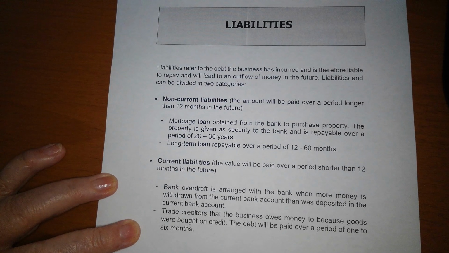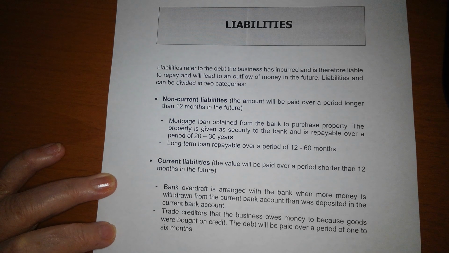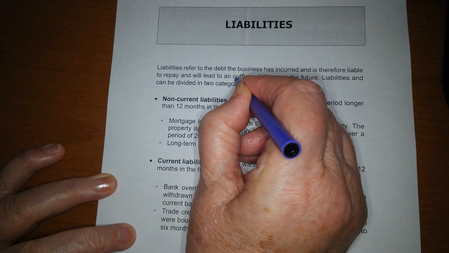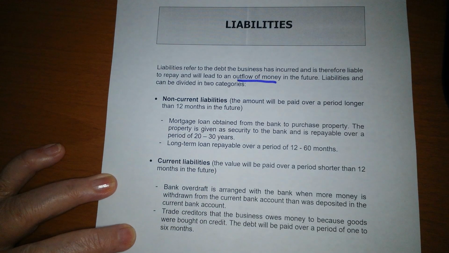So we are going to discuss liabilities now. A liability is a debt that the business has. So they owe money to their creditors because they bought goods on credit, or they borrowed money from a financial institution, so they owe the money and they have to pay that loan. So a liability, very important, will result in an outflow of money in the future. So you have this liability because you bought on credit or you borrowed money.